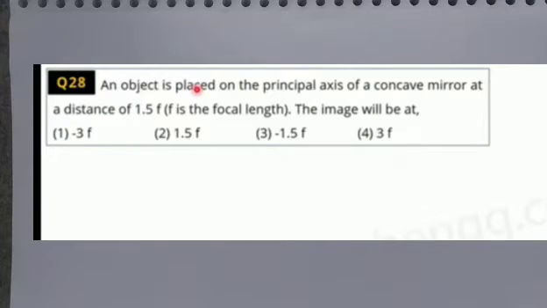Dear students, our first problem: an object is placed on the principal axis of a concave mirror at a distance of 1.5 f. F is the focal length. The image will be at. So in this question, the object is placed on a principal axis.